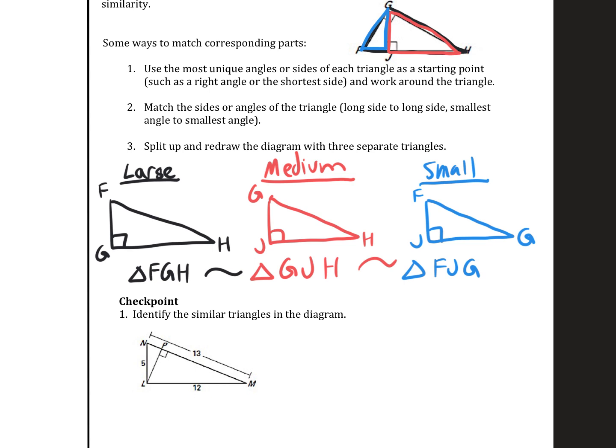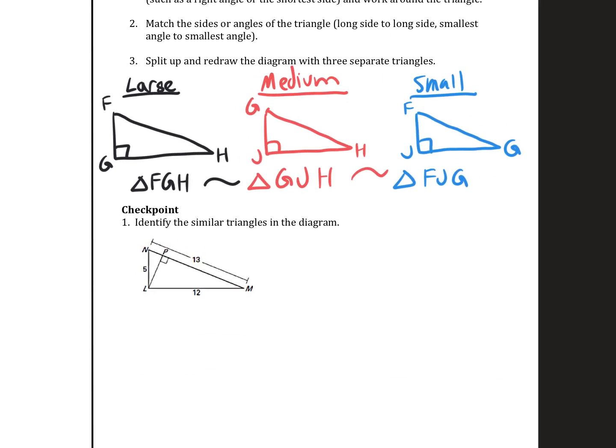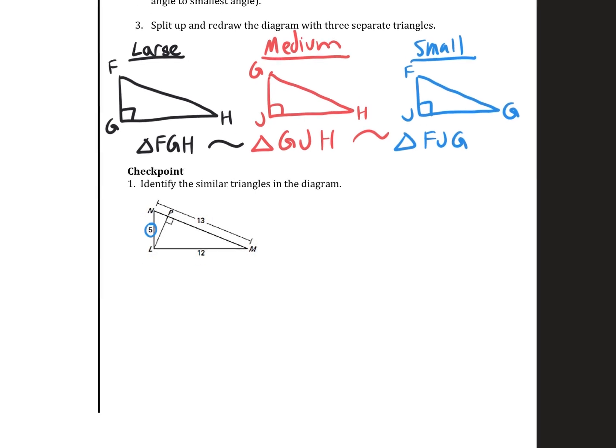All right, sounds good. Why don't you guys go ahead and do the same thing for the checkpoint, and I also want you to label the sides. So for example, you can see down here that NL is 5, so I want you to label NL in the drawings that NL is 5. Go ahead and do the drawings and write a similarity statement like we just did.